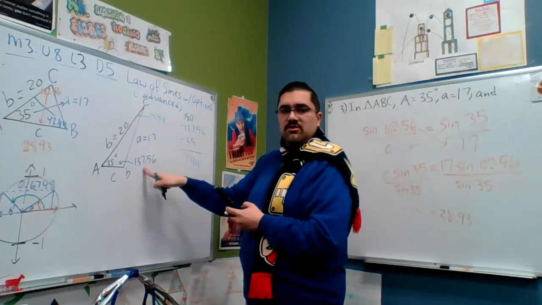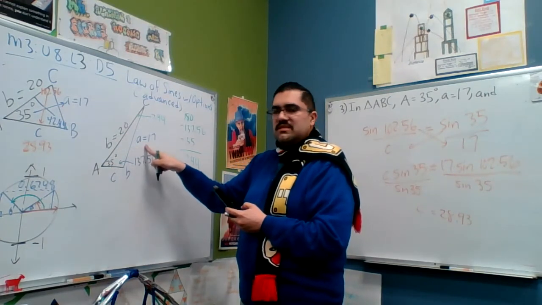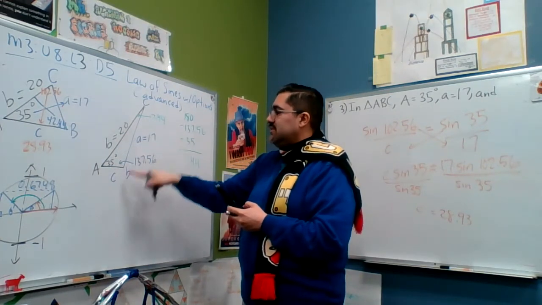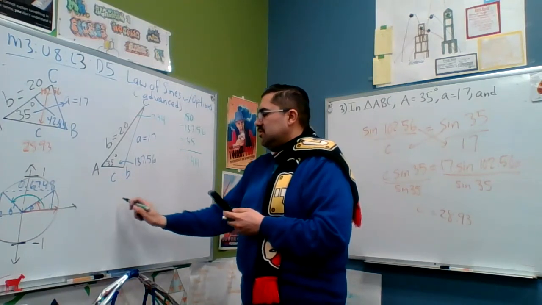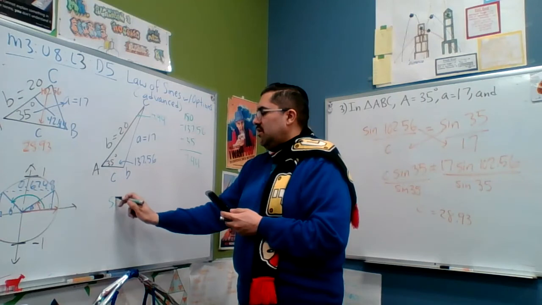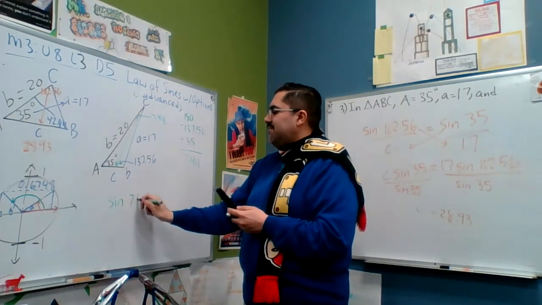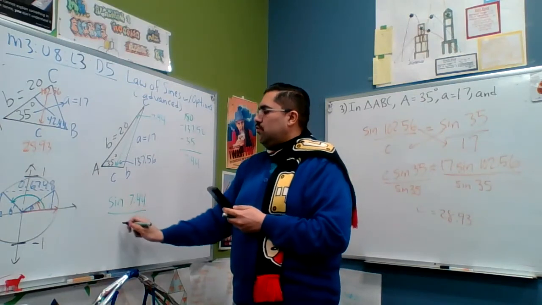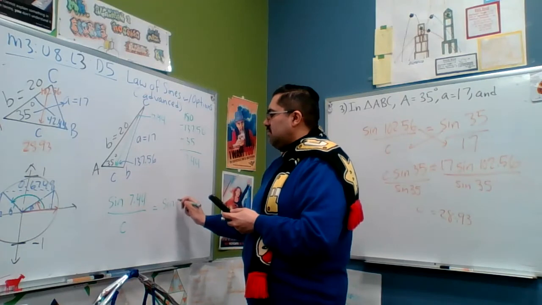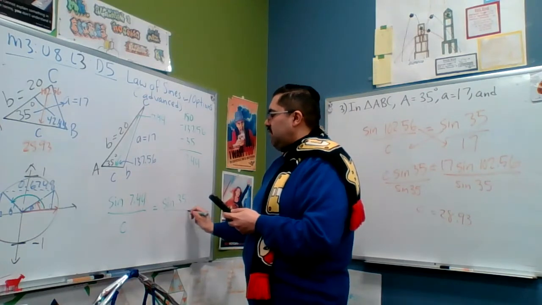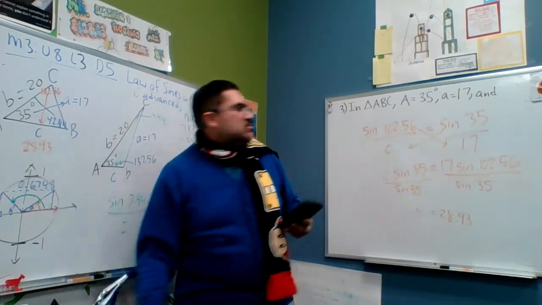Notice this is the biggest angle, by the way. That's the biggest side. The medium size angle, the medium size side. The smallest angle is going to give us the smallest side, so I better get an answer that's smaller than 17. So let's put that right here. So we're going to do sine, and we're matching this up going down, of 7.44 over little c is going to be equal to sine 35 over 17. I'll do the cross multiplying on the other board and switch markers so we can all see.